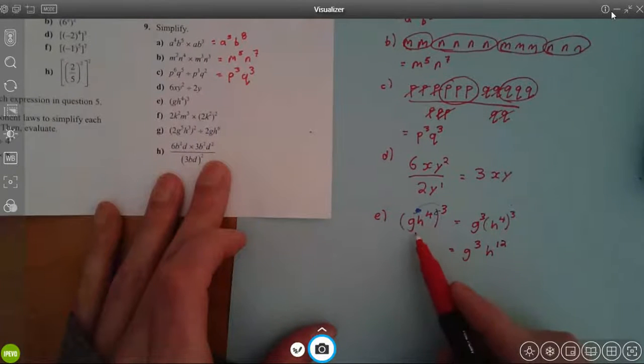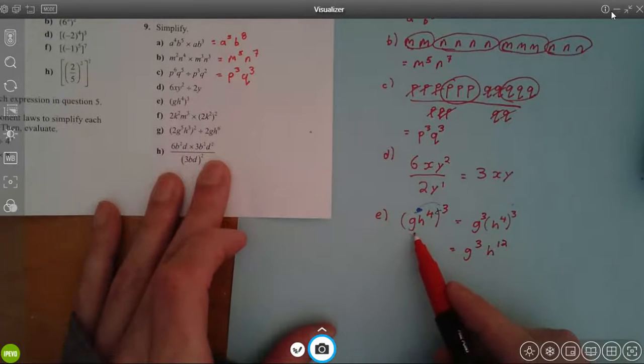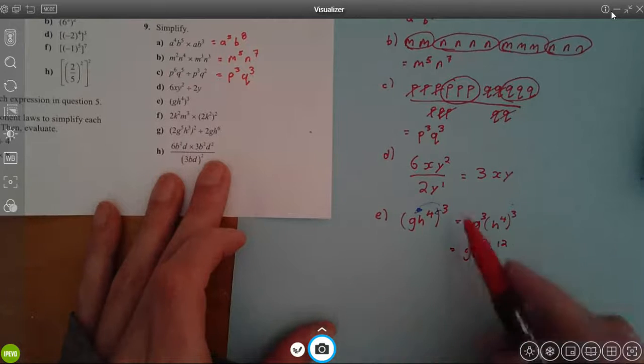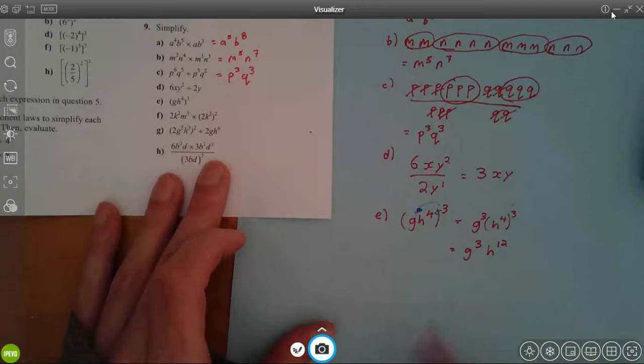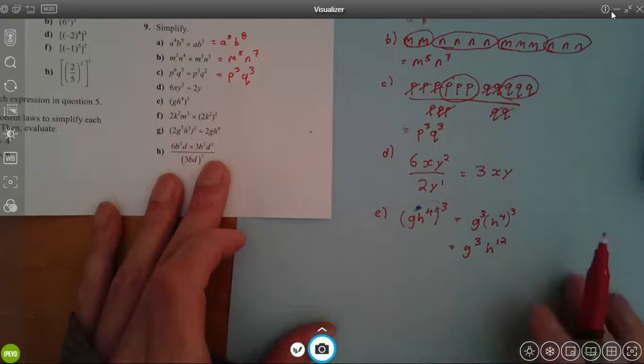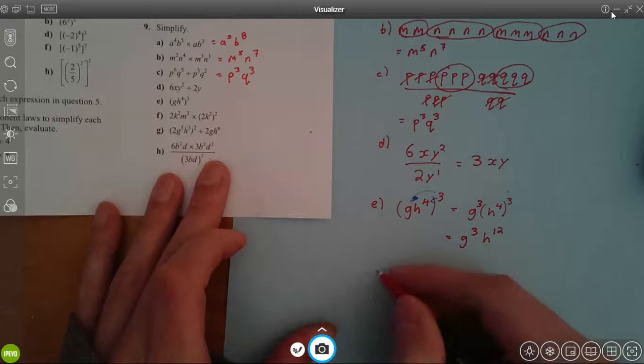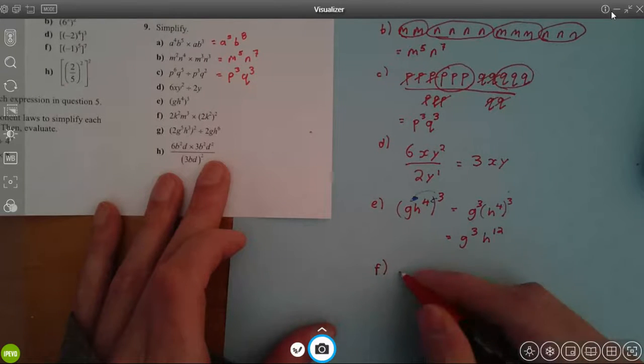So everything in the brackets, whether it's a variable or a coefficient, which is just a number, I'm applying the exponent to. So everything in the brackets is part of my base. Let's take a look at f. Now we're going to start some more interesting multi-step problems.